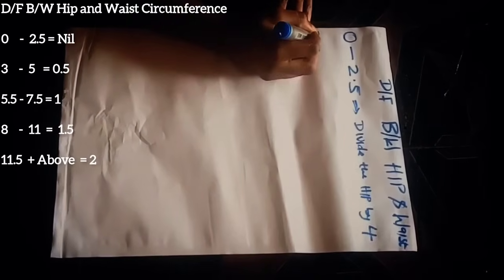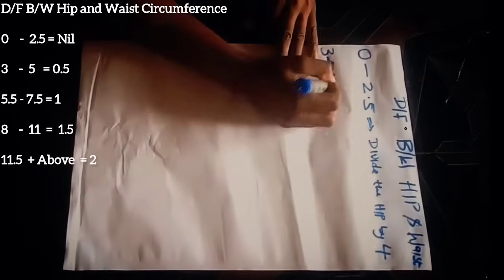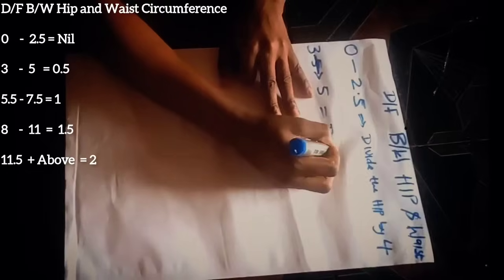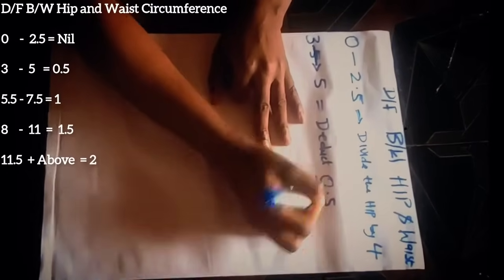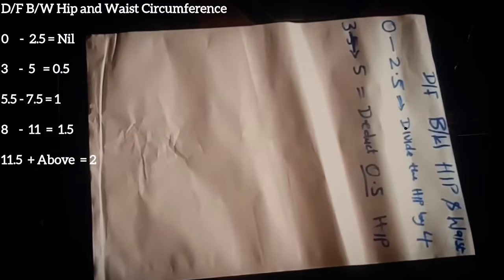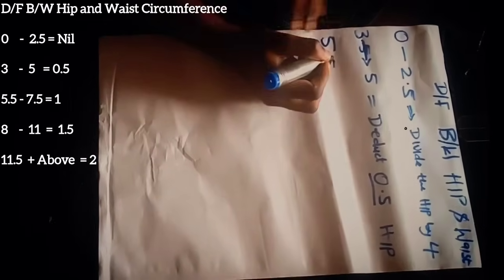But if the difference between the hip and the waist measurement of the person is between 3 inches to 5 inches, we are going to deduct 0.5 from the front hip, and we are going to add the 0.5 to the back hip.